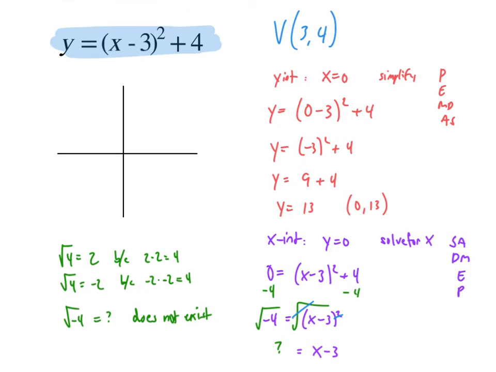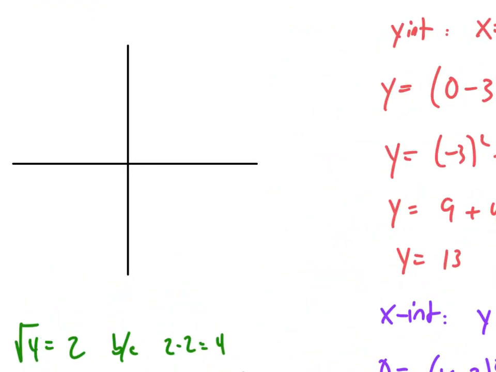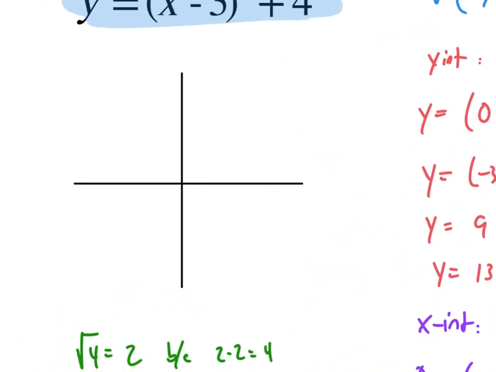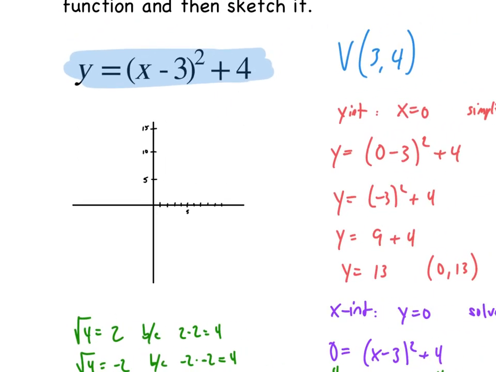If we plot what we know, I've got some big numbers here. Say if that's 5, that would be 10, that would be 15. I'm doing this because my y-intercept is up here at 13. Our vertex was at (3, 4), so somewhere in this space would be where my vertex is. And then our y-intercept is at (0, 13), so somewhere over here is where our y-intercept is.